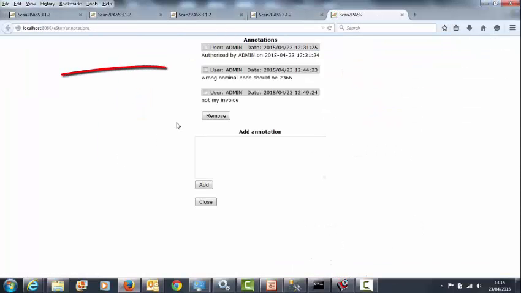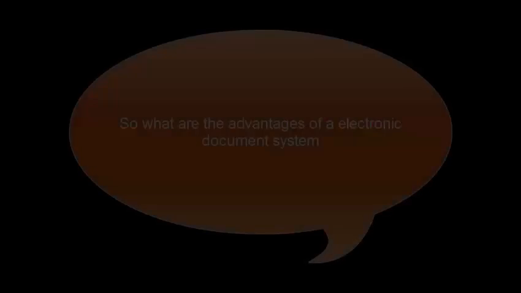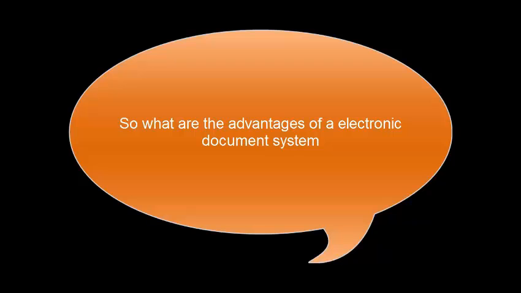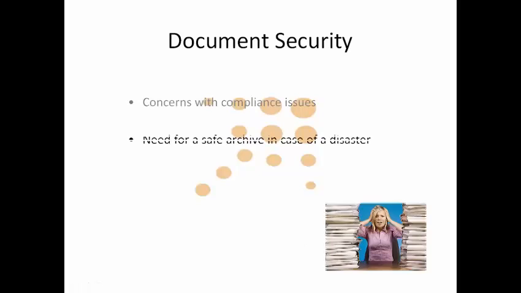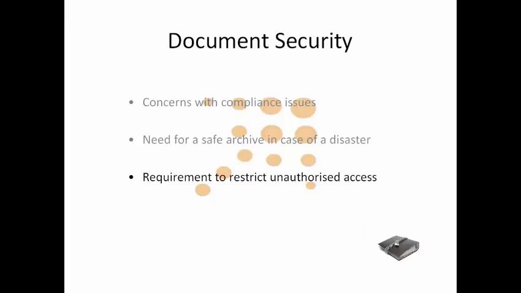Scan2pass provides a full audit trail with each invoice, so all comments, changes and authorizations can be viewed. More and more regulations present compliance issues, which are easier to control within an electronic document system. An electronic archive provides disaster recovery. Once a paper document is destroyed, it is gone forever. Enhanced security rules make restricting access to documents a much simpler process.